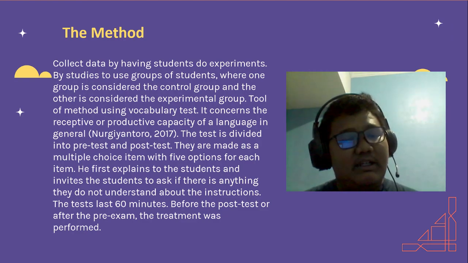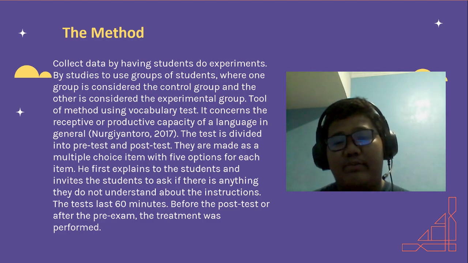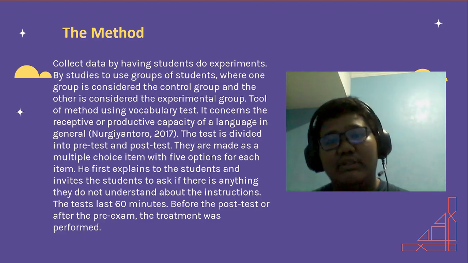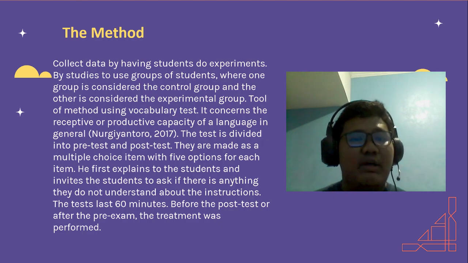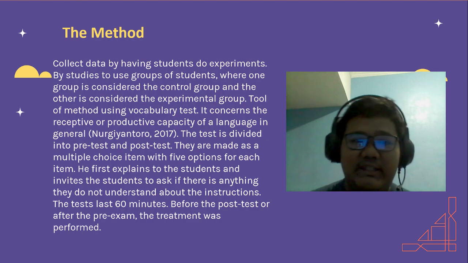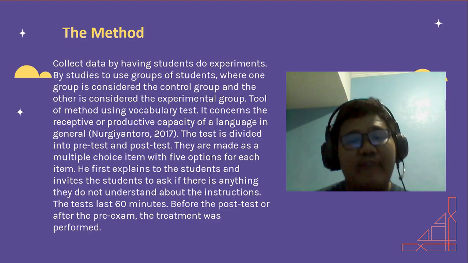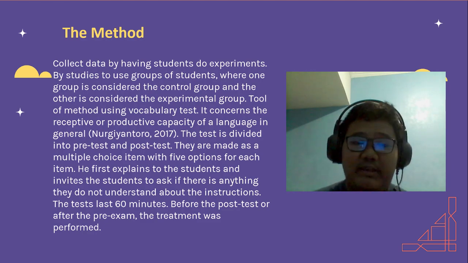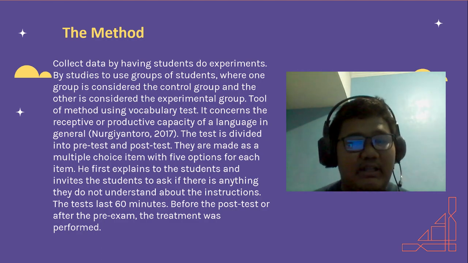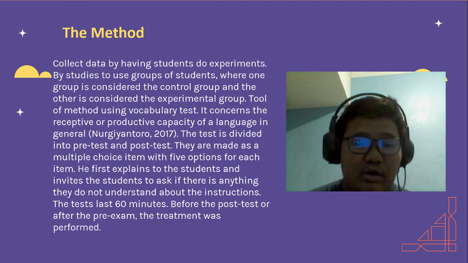The method. Collect data by having students do experiments, by studies using a group of students where one group is considered the control and the other is considered the experimental group. Tool of method using vocabulary test. It concerns the receptive or productive capacity of a language in general. The test is divided into pre-test and post-test. They are made as a multiple choice item with 5 options for each item. They first explain to the students and invite the students to ask if there is anything they don't understand about the instructions. The test lasts about 60 minutes before the post-test or after the pre-exams.